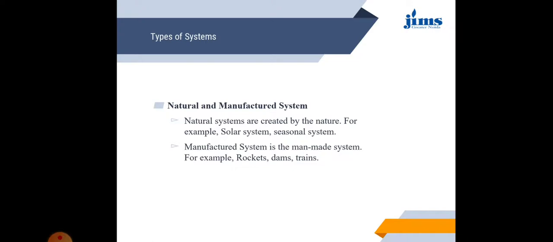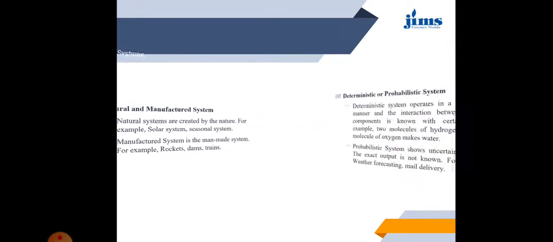The next one is the natural and manufactured system. As the name suggests, natural systems are the systems which are created by nature. For example, the solar system and seasonal systems. Manufactured systems are man-made systems. For example, rockets, dams, and trains. So those are the manufactured systems, and natural systems are the systems which are made by nature itself.